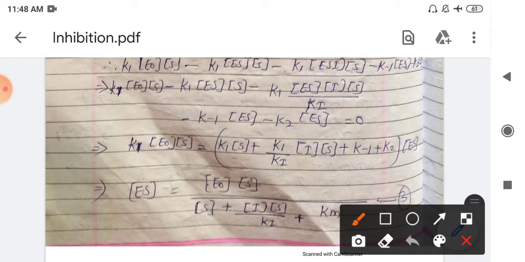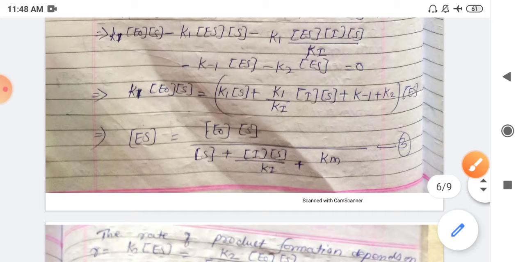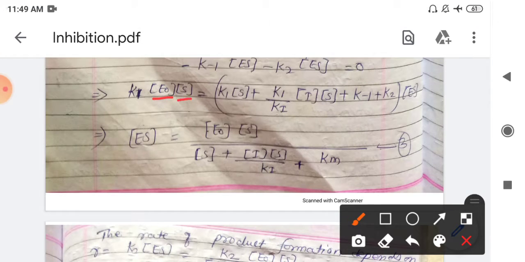Now try to collect the same term, ES, on one side. Here ES is there, and here and here. So bring those terms to the other side so that the overall equation changes to K1 into S plus K1 upon Ki into I into S plus K minus 1 plus K2, the whole bracket, into ES. So the value of ES is what? K1 into E0 into S divided by K1 into S plus K1 upon Ki into I into S plus K minus 1 plus K2.